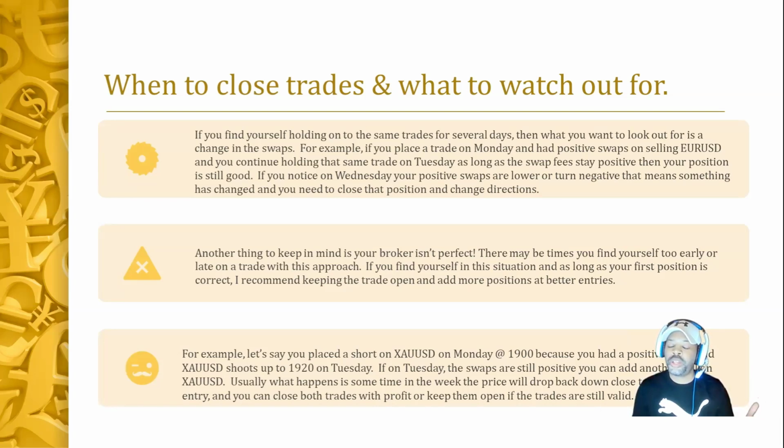So if you were selling gold and you were having positive swaps on Monday and Tuesday, and then on Wednesday, you're like, oh my God, now they're dropping. You need to go ahead and start making some changes, because that means something has changed and your broker is letting you know, hey, look, we're changing our positions here. You need to follow us because you're most likely about to lose some money. So that's a very good trigger to look out for.